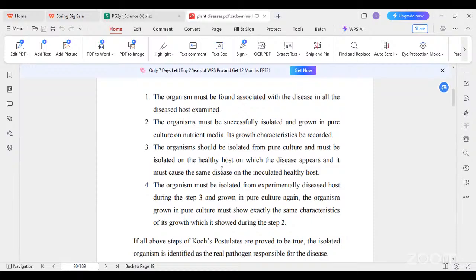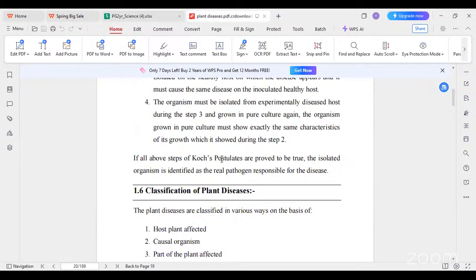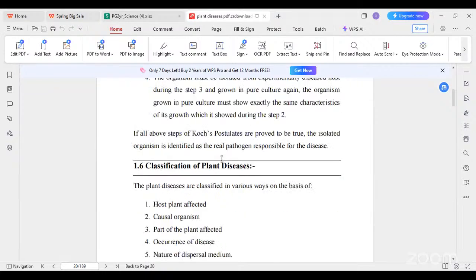The organism grown in a pure culture must show exactly the same characteristics of its growth, which is shown during step 2. If all the above steps postulated are proved to be true, the isolated organism is identified.